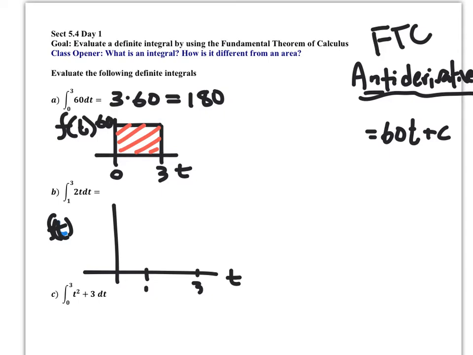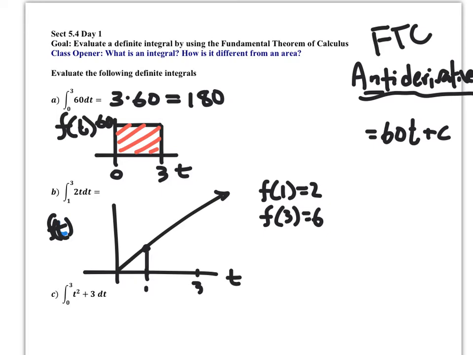So 2t, what would 2t look like? It'd be a line with a slope of 2, with an output of what looks like, if I plug 1 into 2t, so f of 1 would be 2 and f of 3 would be 6. So this length would be 2, this length would be 6. So the area under that curve, we could use the area of a trapezoid to be exact with that.